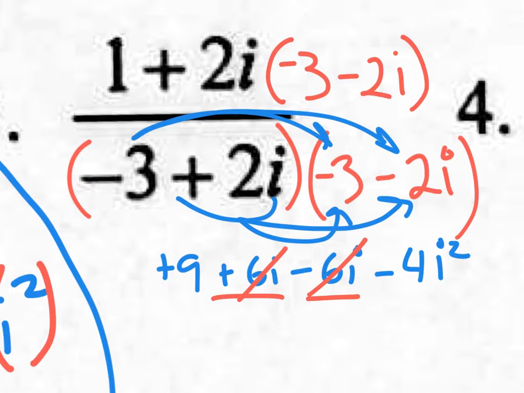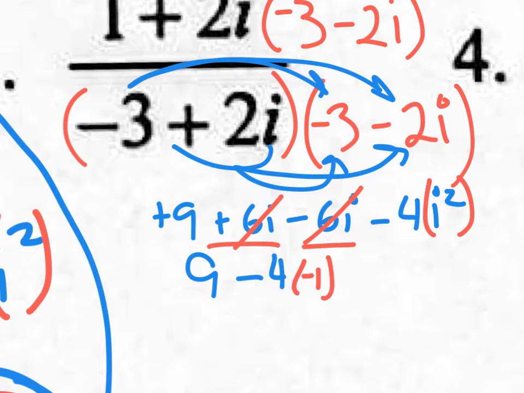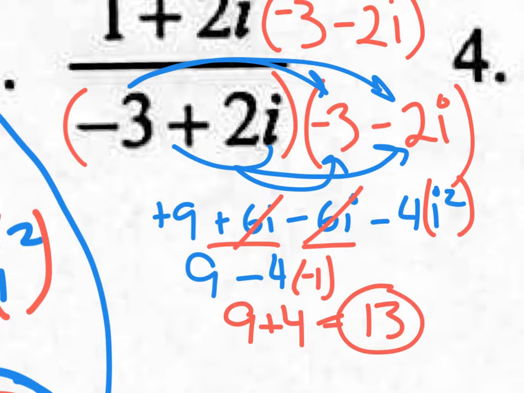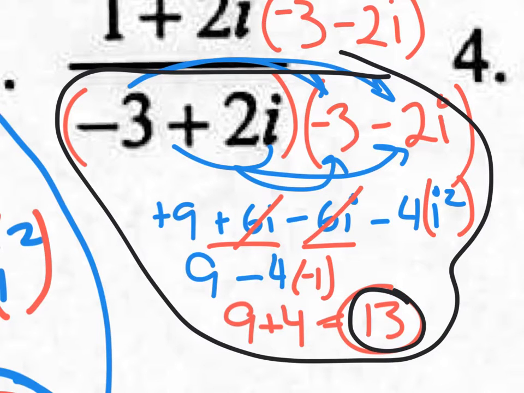And what do I have left? I have a 9. I have a minus 4. Now, don't forget that this i squared is really a negative 1. So you really have 9 plus 4, because the negative 4 times the negative 1 ends up being a positive 4. So that's really 9 plus 4, and the final answer is 13. But this 13 is only the denominator. All this work was on the bottom. This 13 is only the denominator of my answer.